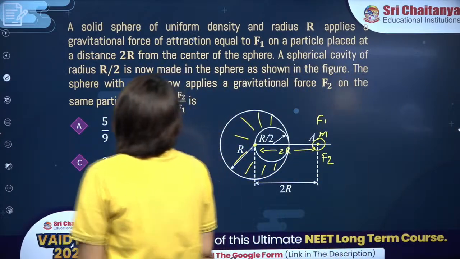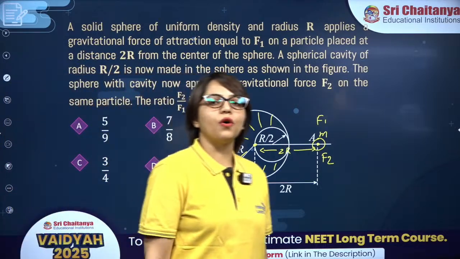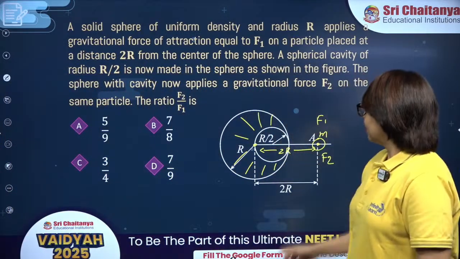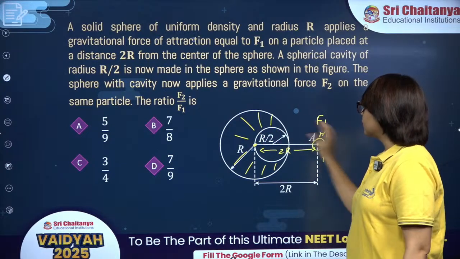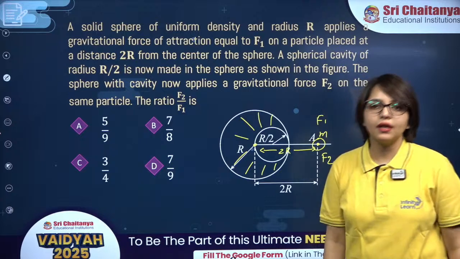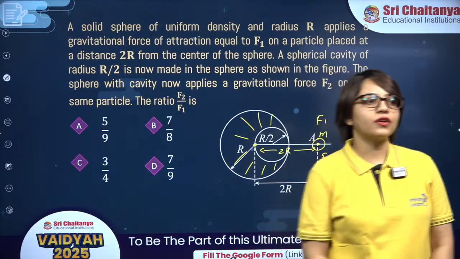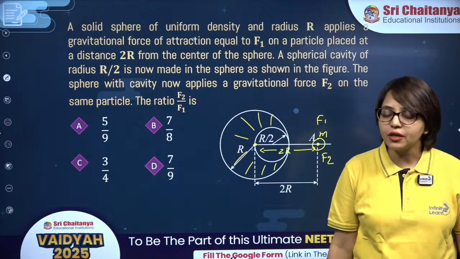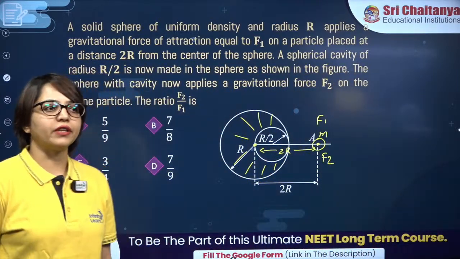We have a solid sphere, it is exerting force F1 on small m mass. Now we are making a cavity inside this sphere of radius r by 2, then the force exerted by the remaining part of the sphere is F2. Then what is the ratio of F2 to F1? Try this one. This question is from gravitation. Every year you can expect 1 or 2 questions from the gravitation part.